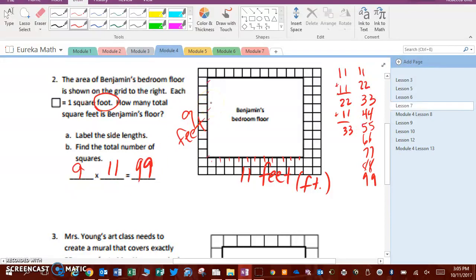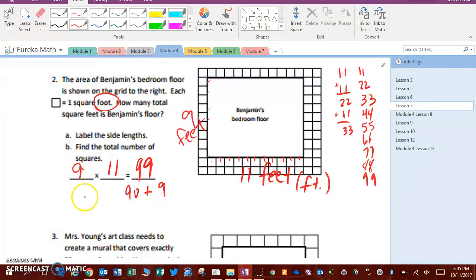You could also count by 9s. We know that 10 groups of 9 is 90. So we can add one more group to make it the 11th group, or the 11th set in the 9 groups, and that gives us 99 also.